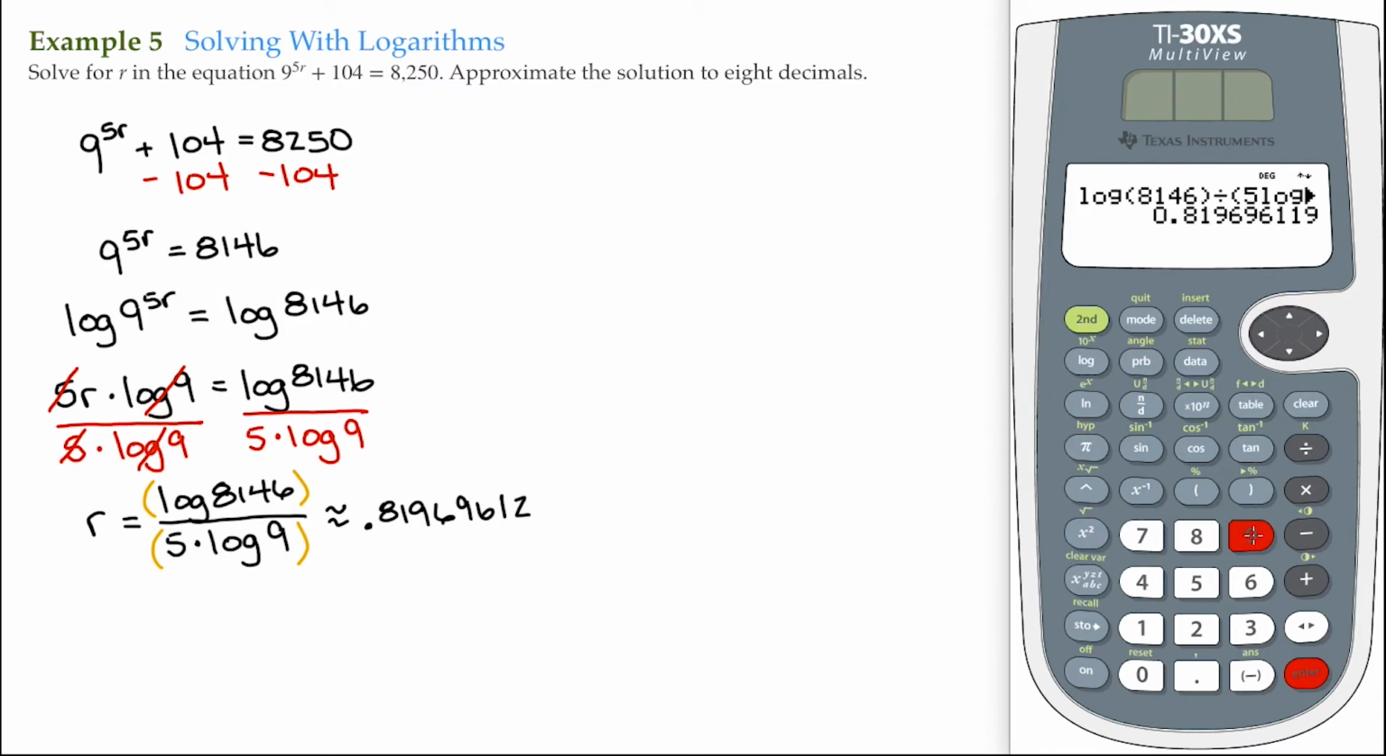So now we're going to check that. I'm now going to take 9, raise that to the 5 times 0.81969612 power. Hit enter. And that comes out to be 8,146. But then I'm going to add the 104. Hit enter. And there's my 8,250. Very, very close. And we're done.